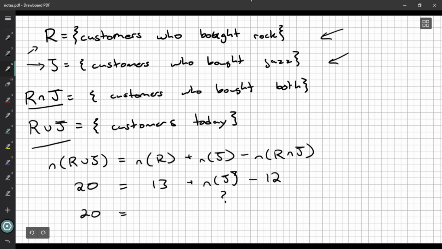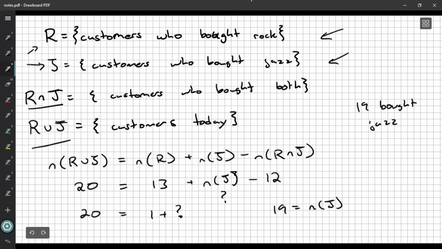So now if we simplify, 13 minus 12 is 1. 1 plus our unknown number of jazz customers should be equal to 20. Subtract 1 on both sides. So 20 minus 1, we get 19. That must have been the size of J. So that must be the people who bought jazz albums. So 19 bought jazz.